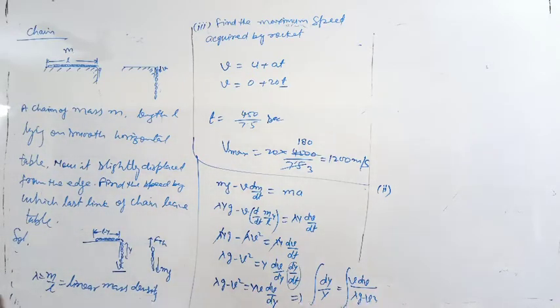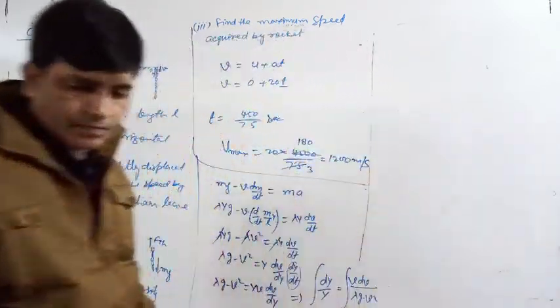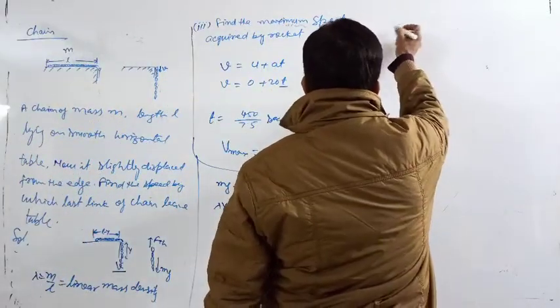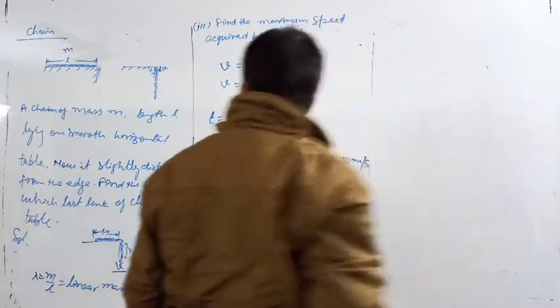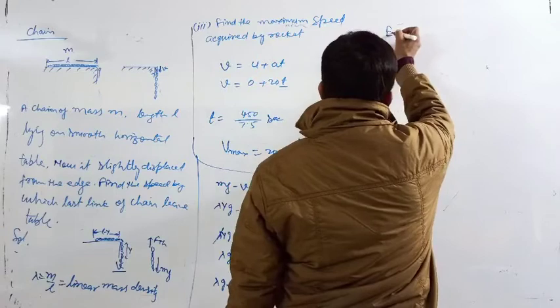Okay, and similar type of one another. So for a changing mass system, we have to make the equation like this. See one another example.